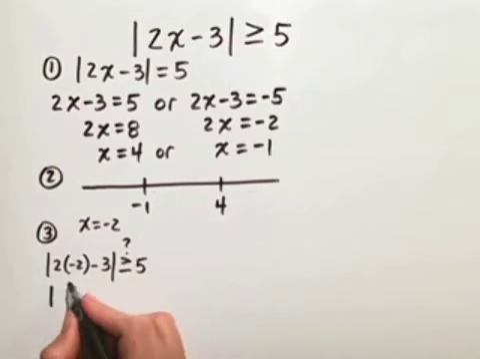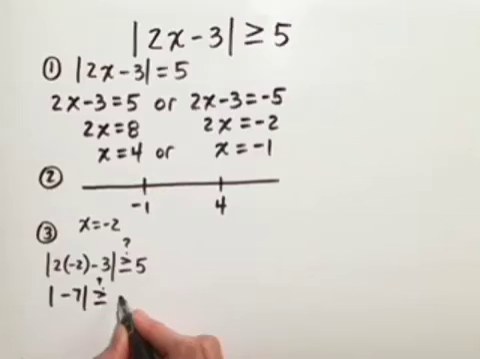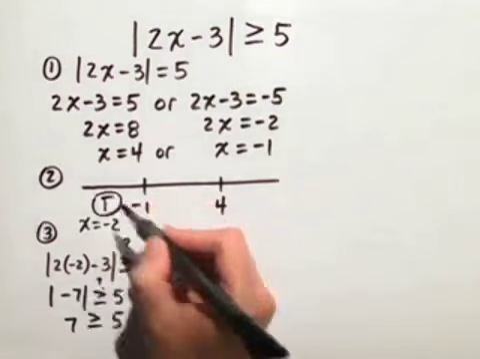We have the absolute value of 2 times negative 2 is negative 4, minus 3 is negative 7. Is the absolute value of negative 7 greater than or equal to 5? The absolute value of negative 7 is 7. 7 is greater than or equal to 5, so we have a true statement here.